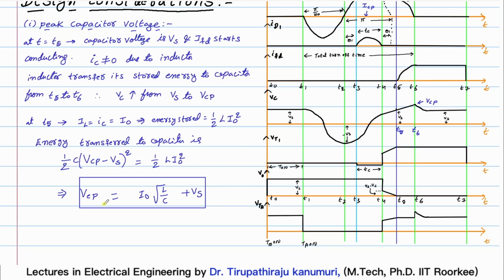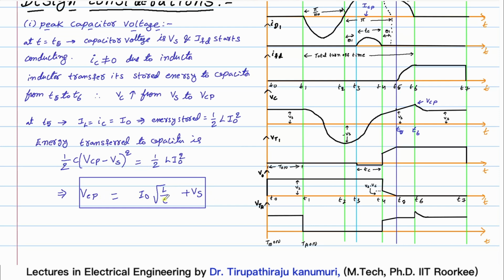If you simplify this, you will get the value of VCP. (VCP minus Vs) whole square is equal to, half will cancel on both sides, and this C will come to the second side. This will become L by C into I0 square. So VCP minus Vs will be the square root of I0 square into L by C, which is I0 into square root of L by C. Then Vs comes to the second side, because here it is minus, it will become plus.